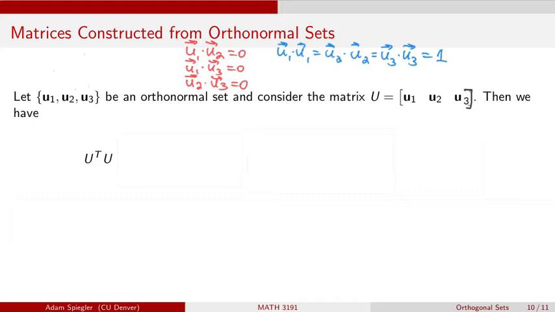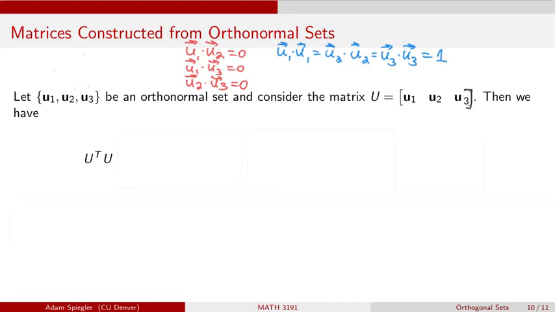Okay, so now let's take a look at another nice result from orthonormal sets. Let's imagine we have a set of 3 orthonormal vectors, u1, u2, and u3. What that means again is that the dot product of 2 different vectors from this set gives us 0, whereas taking the inner product of any vector with itself should give us 1 because each of these vectors is a unit vector.